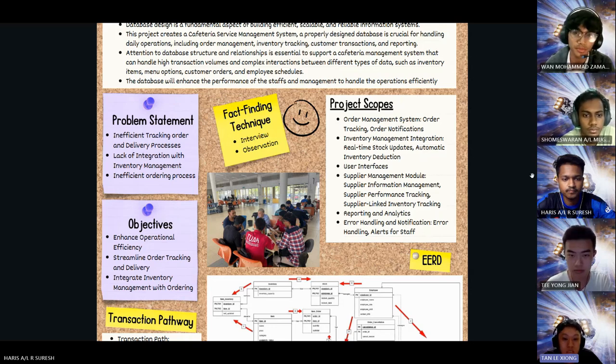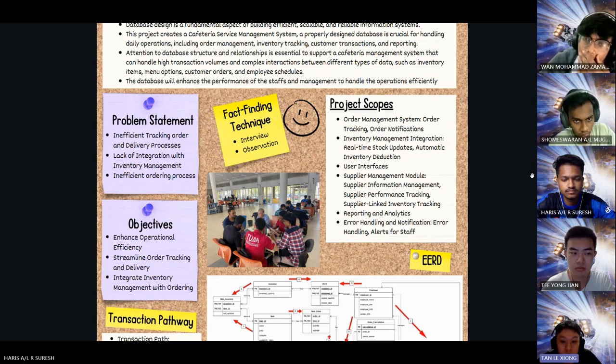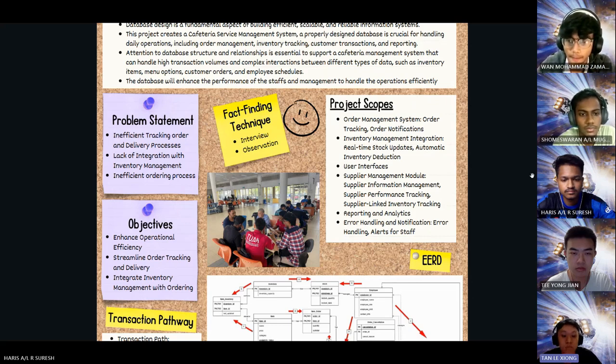And the second one is lack of integration with inventory management. There is a disconnect between the ordering platform and the restaurant inventory management. This often lead to customer ordering items that are out of stock and resulting in order cancellation. And the third one is inefficient ordering process. In the traditional food ordering system, cafeteria always record order manually. For example, the staff will write the order on paper, and this will increase the human error and waste the customer time.